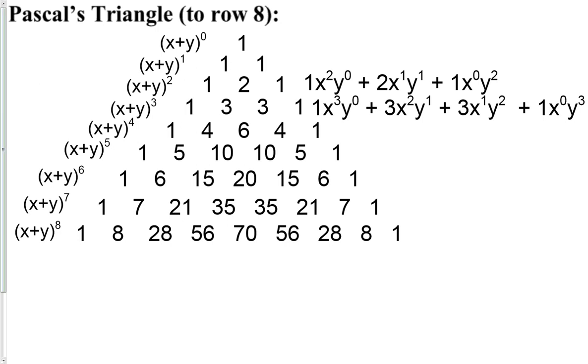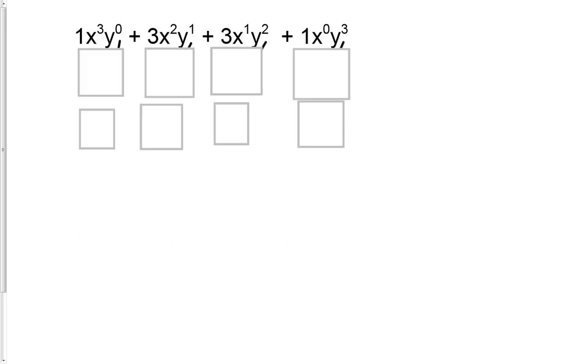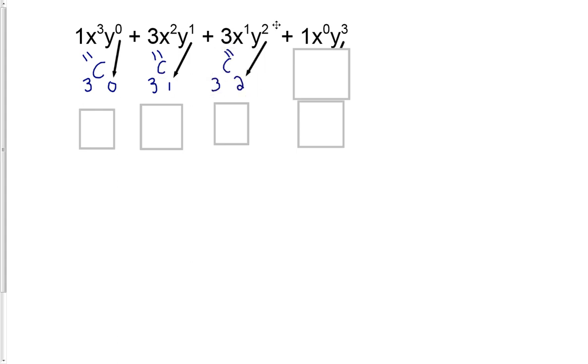Now, more importantly, we can also use our combinations. So, one more time, just showing you, 1x cubed is the same as 3 choose 0 for x cubed. 3 is 3 choose 1, right? And where did that 0 come from? The y power, the second term power. So 0, 3 choose 1. Well, we had 1y. 3 choose 2, 2y. 3 choose 3.